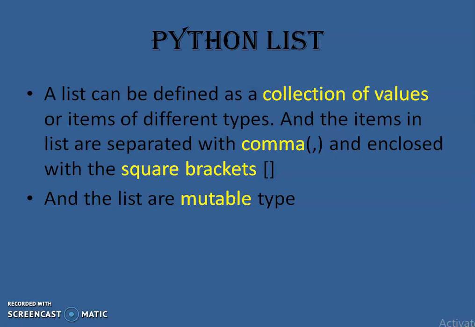A list can be defined as a collection of values or items of different types, which means different data types. The items in the list are separated with commas and enclosed within square brackets. And lists are a mutable type. Here, mutable means which can be changed manually. Then each element inside the list is called an item. So in a simple way, a list can be said to have values between square brackets.